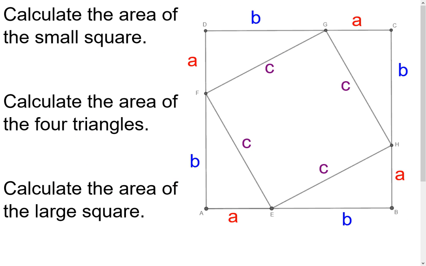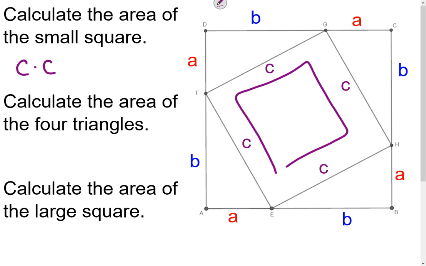But to start off, I have a square and a square within a square, and we're going to find the area of all these little pieces. So the first question is, what's the area of the little square? If I'm going to calculate the area of the square, I have to do base times height. So the base is c, the height is c, and the area of that is c squared.